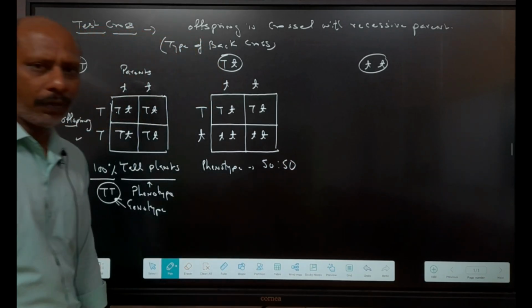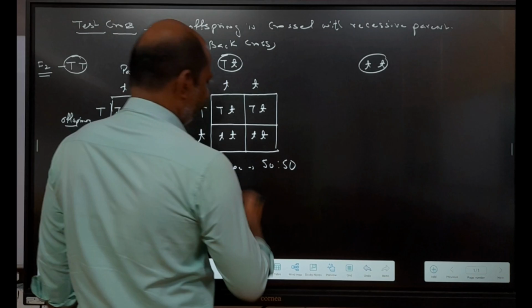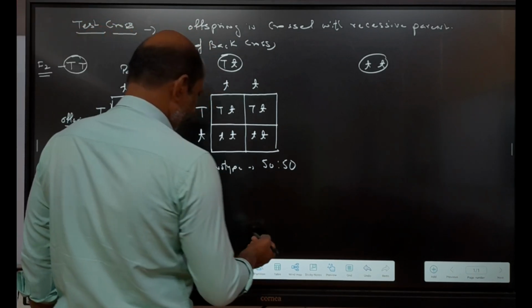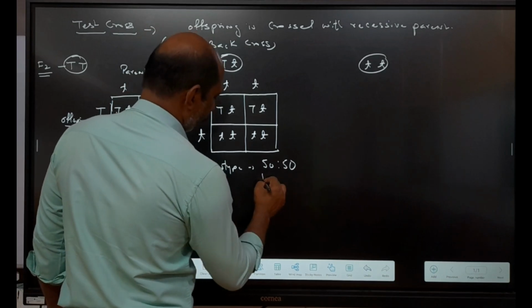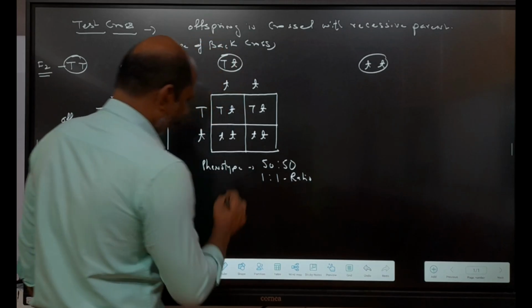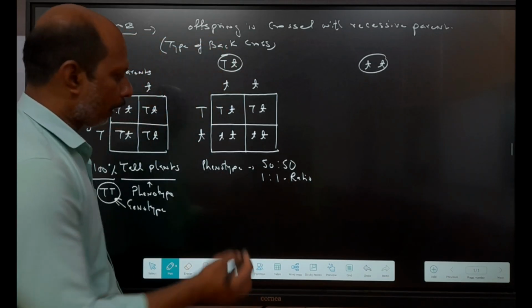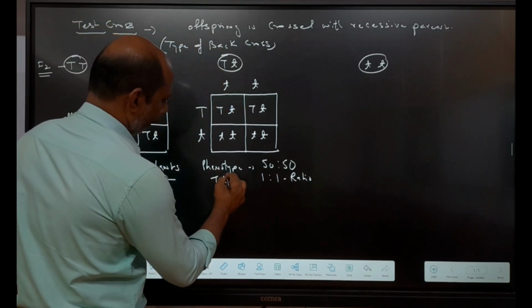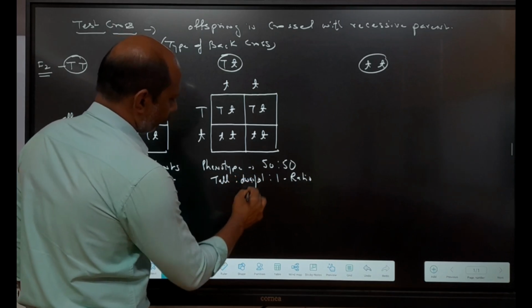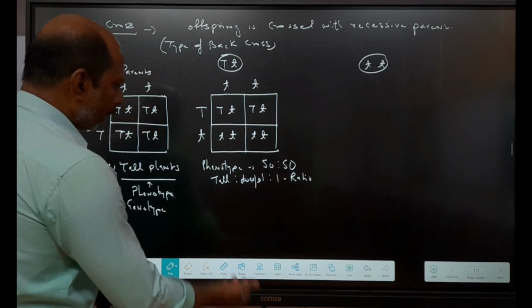We can say 50-50 means what? 50% phenotype is tall, 50% is dwarf. We can say 1:1 ratio of capital T or small t, meaning tall and dwarf ratio, right? And genotype also.